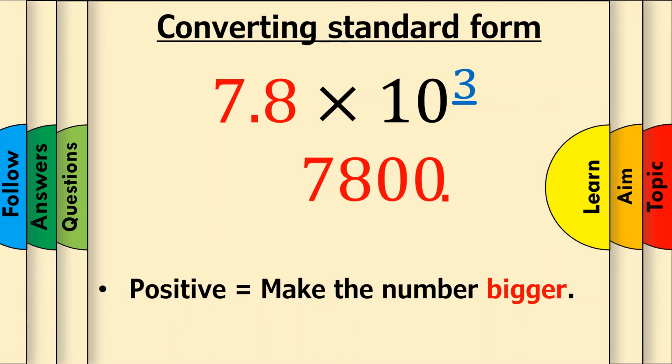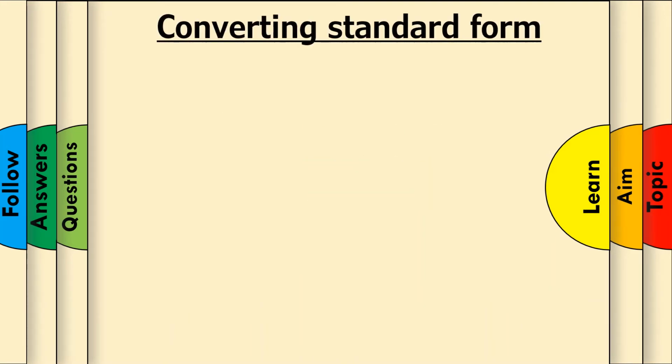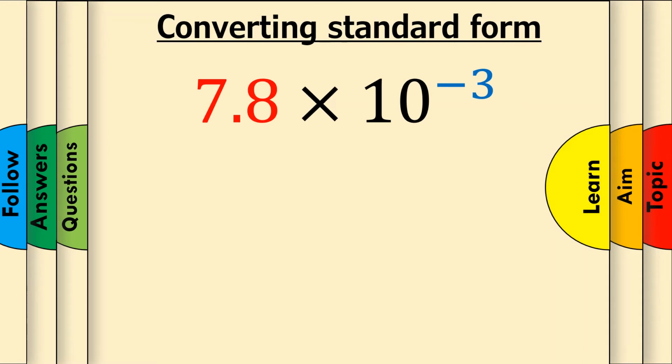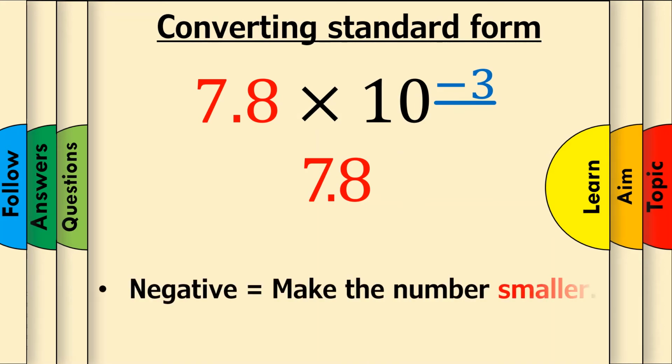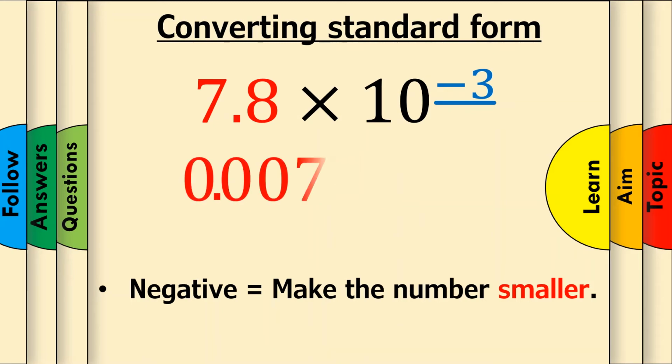Taking the same example, let's instead do 7.8 times 10 to the power of minus 3. It's exactly the same method. First, take the front number, which in this case is 7.8, and move the decimal point by the power. Since minus 3 is negative, we need to move the decimal point 3 times to make the number smaller, we get 0.0078.